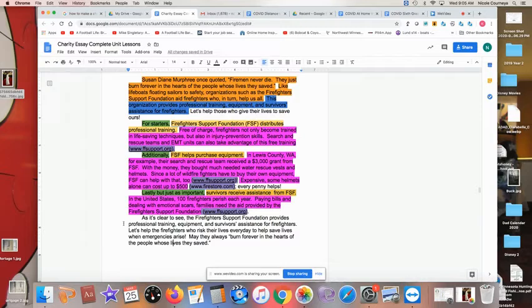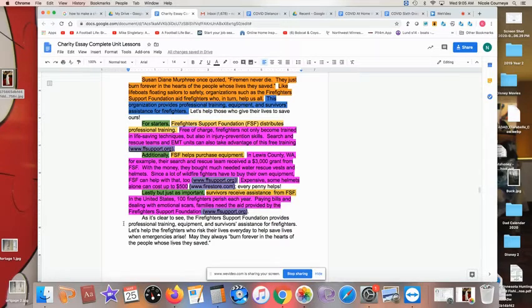As it's clear to see, the Firefighter Support Foundation provides professional training, equipment, and survivors assistance for firefighters. Let's help the firefighters who risk their lives every day to help save lives when emergencies arise. May they always burn forever in the hearts of the people whose lives they've saved.